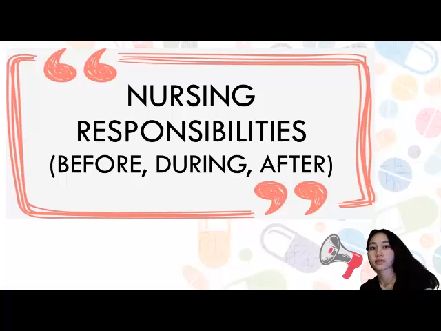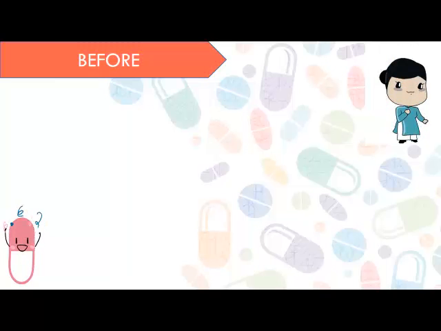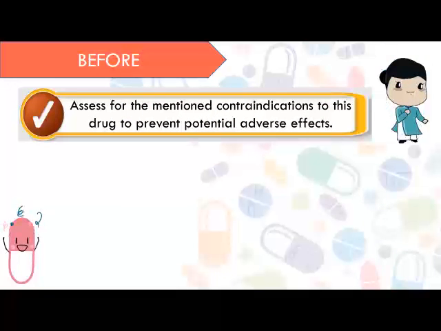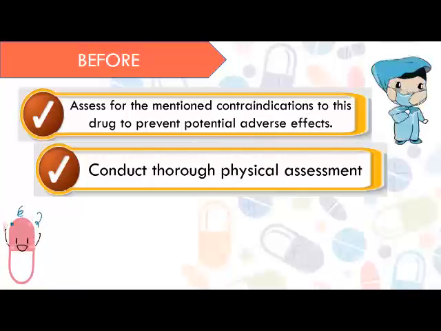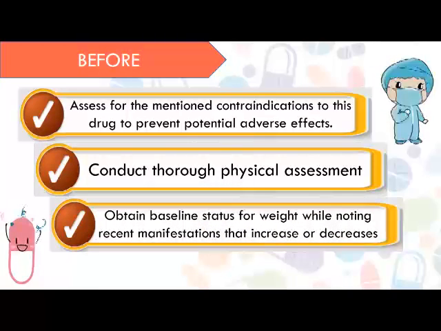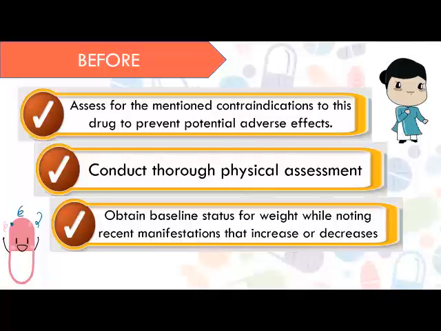If you were a nurse, you should be aware of these responsibilities before, during, and after administering me to your patient. So before my administration, there are important things that you nurses should include in conducting assessment, history taking, and examination. First, assess your patient for contraindications that I mentioned earlier to prevent potential adverse effects. Conduct a thorough physical assessment before beginning my therapy to establish baseline status, determine my therapy effectivity, and evaluate my potential adverse effects. Obtain baseline status for weight while noting recent increases or decreases to determine your patient's fluid status.